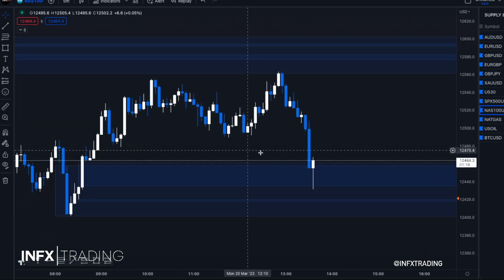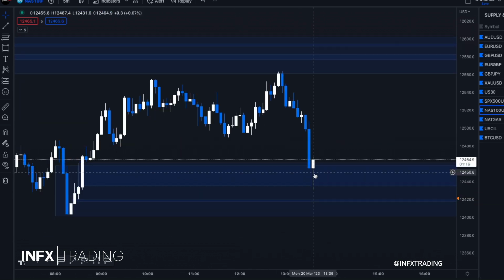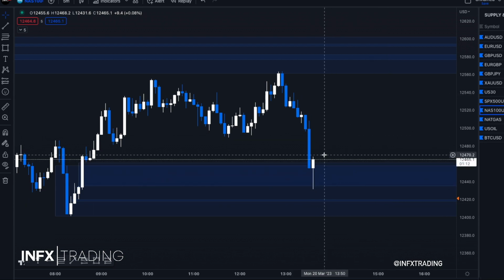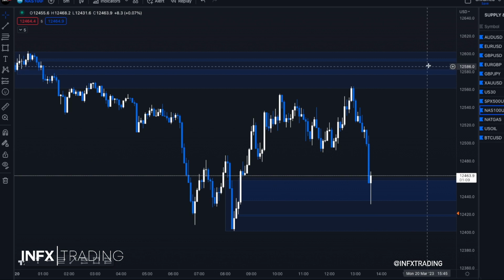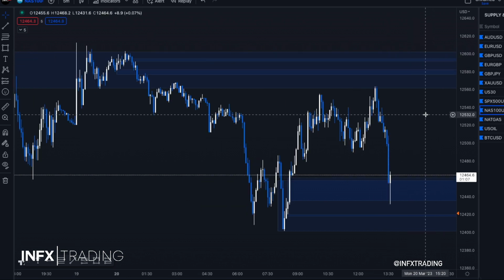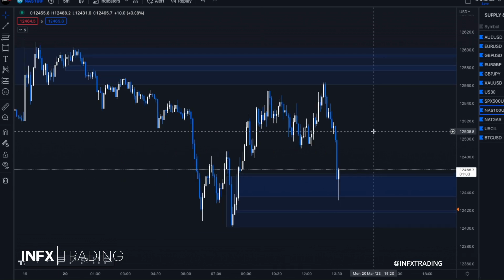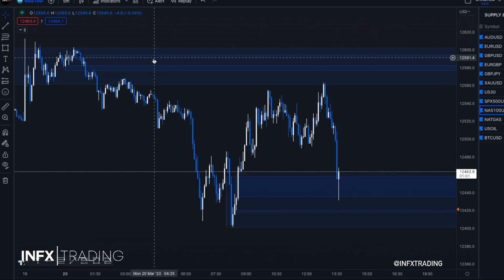If we can close with this nice big wick as well, that's going to be quite nice to show that there is a bullish movement from the zone. We still do have these areas up here, which I think price will want to come to before we can then potentially look for a longer term downside trade. So let's see how it goes.